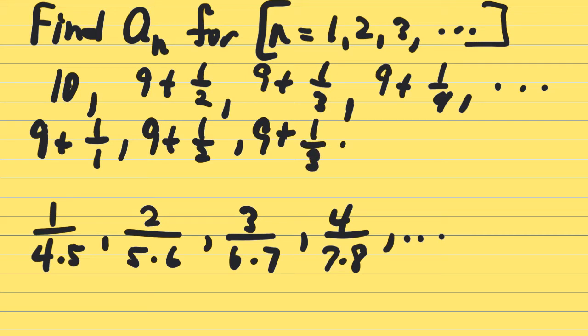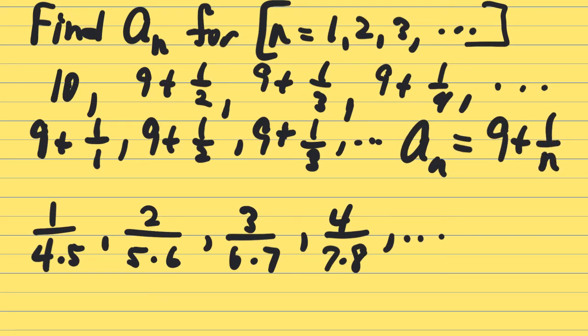And so on. I feel comfortable writing the nth term as 9 plus 1 over n. And if n starts at 1 and consecutively counts upward, I believe we've got our term. Do you guys agree?